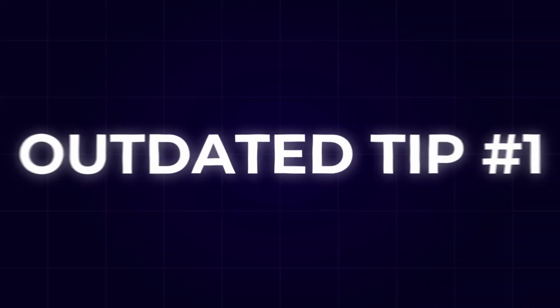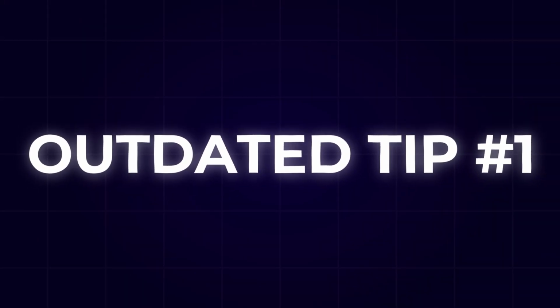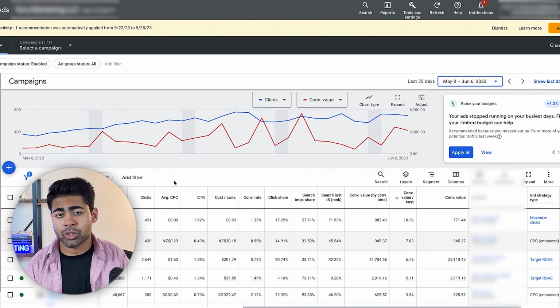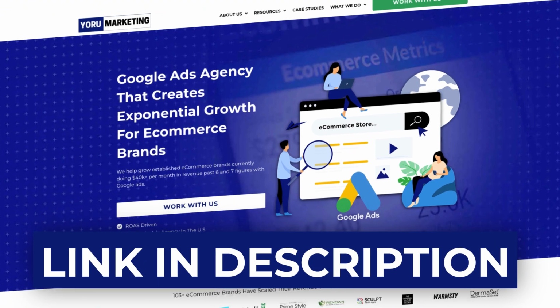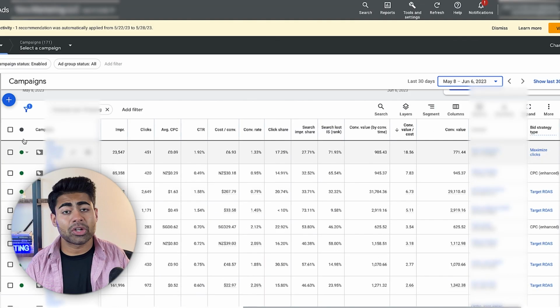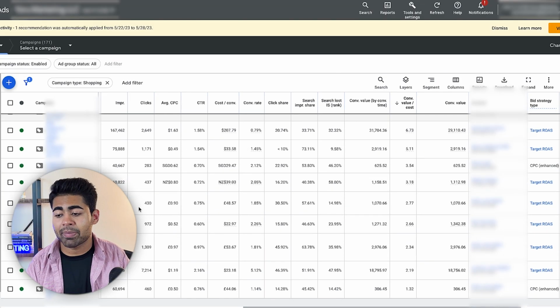Let's start off with the first outdated tip, and this is staying away from standard shopping campaigns. Now, before we continue any further with this outdated tip, I want to take you inside my Google Manager account, which is basically where I handle all of my clients under my Google Ads agency or marketing, and just show you the sheer amount of standard shopping campaigns we have implemented to this day.